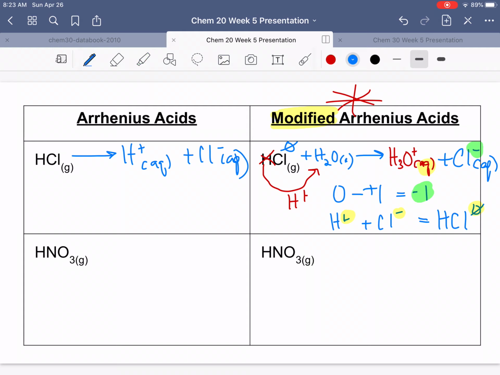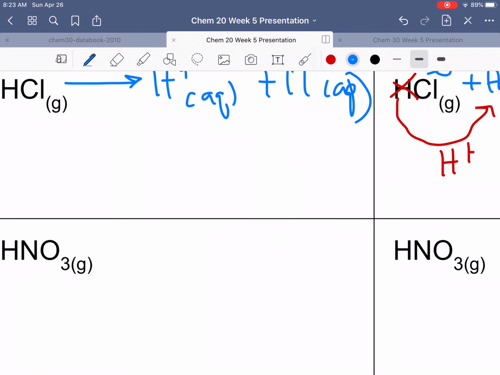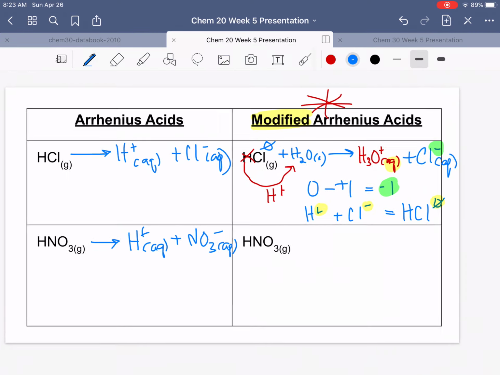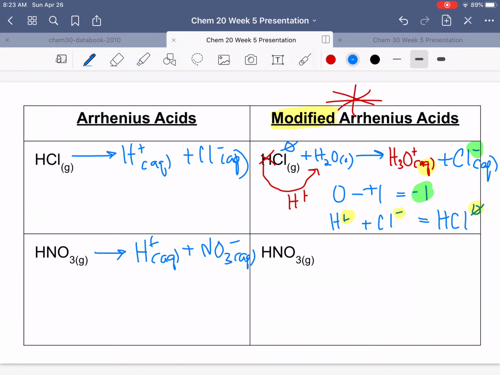Look at this next one, HNO3, which is going to turn into nitric acid, right? Because it's nitrate. So with the old Arrhenius theory, we would simply ionize it into its H+ ion and its NO3- nitrate ion. Done and done. Again, is that done though? No, it turns out it was wrong.